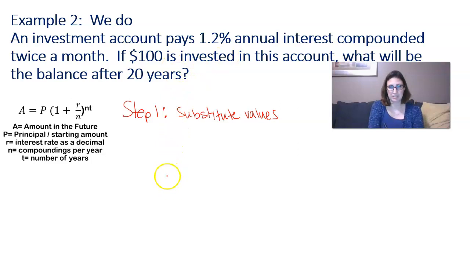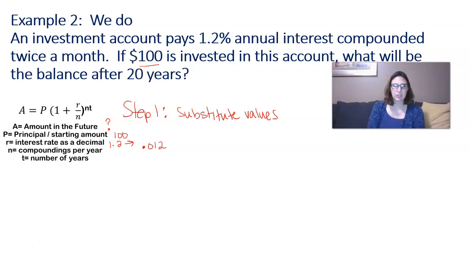So hopefully you paused the video and gave it a shot. That's what I would do if I were you. Try to figure out what you can plug in. We are asked what will be the balance after 20 years, so we don't know what A is. Our principal amount is given. We're only investing $100. Our rate is 1.2, but it says to put it as a decimal, so don't forget to move it 2 places to the left. So 0.012 would be our interest rate.